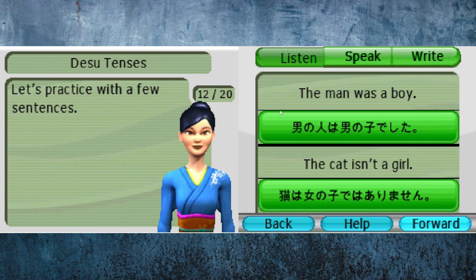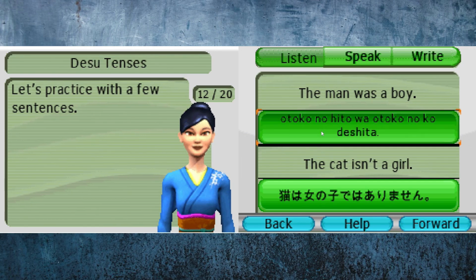But let's continue. The man was a boy is otoko no hito wa otoko no ko deshita. The man was a boy. This is the kanji for otoko, and this is the kanji for hito, person, and otoko no ko, this is the kanji for ko. So, I don't know why they're giving us kanji sentences, as if we know how to write kanji yet, but the sentence is otoko no hito wa otoko no ko deshita.